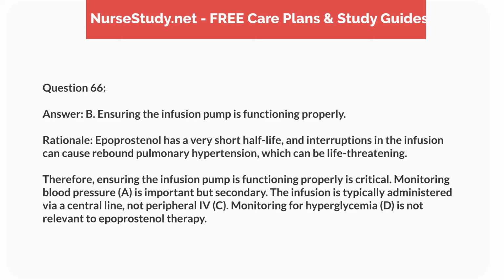Rationale: epoprostenol has a very short half-life, and interruptions in the infusion can cause rebound pulmonary hypertension, which can be life-threatening. Therefore, ensuring the infusion pump is functioning properly is critical. Monitoring blood pressure, A, is important but secondary. The infusion is typically administered via a central line, not peripheral IV, C. Monitoring for hyperglycemia, D, is not relevant to epoprostenol therapy.